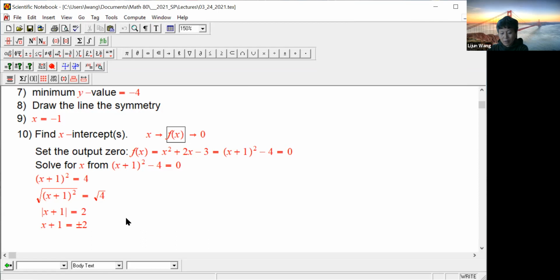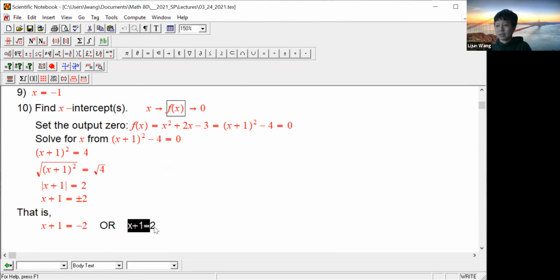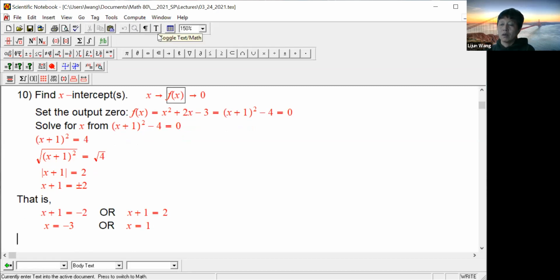We basically have 2 cases, right? That is, x plus 1 equals negative 2, or x plus 1 equals positive 2. In the end, what do we get? We get x equals negative 3, or x equals 1. So you can see by setting the output equals 0, we get 2 inputs.